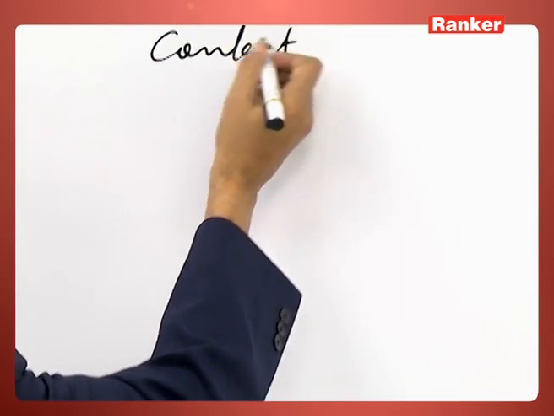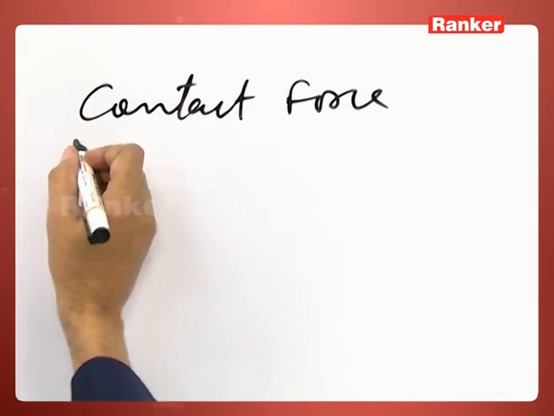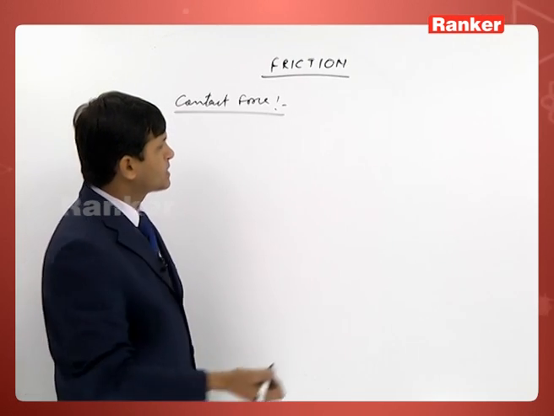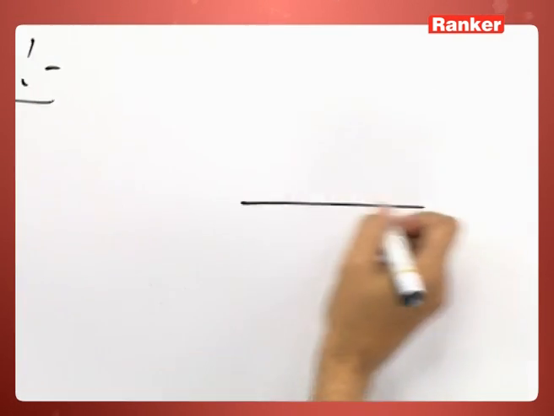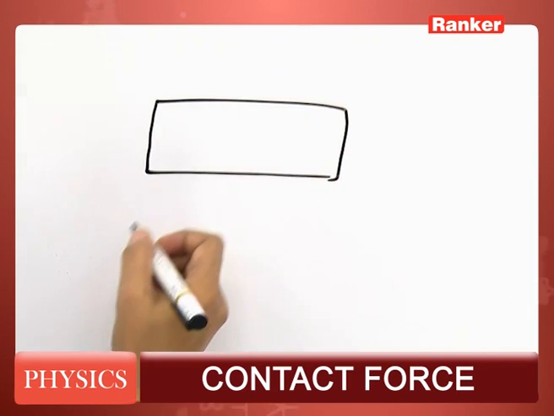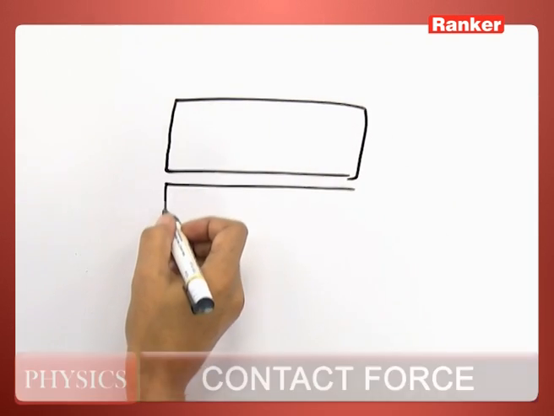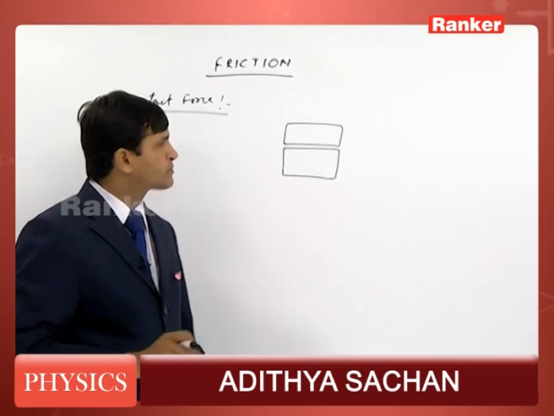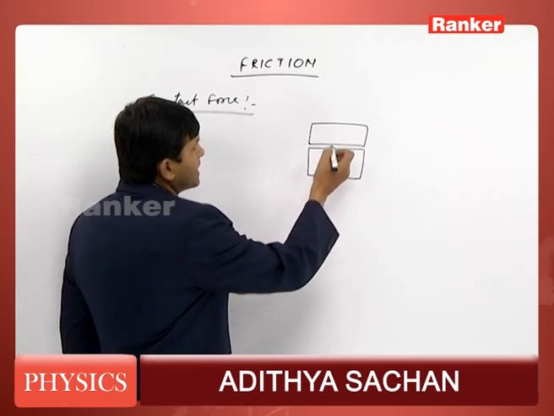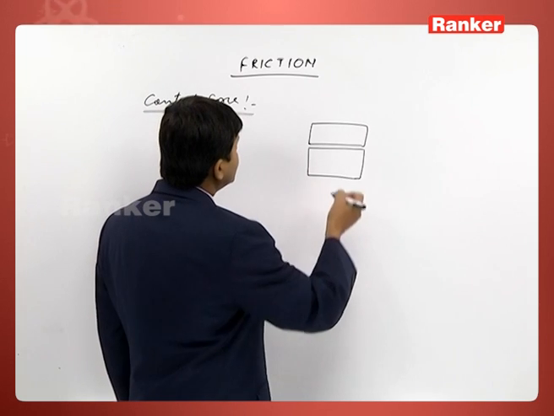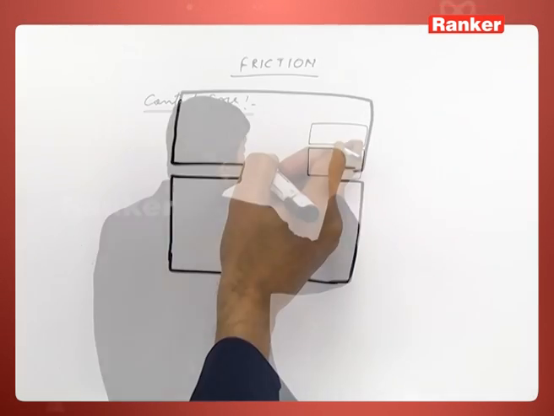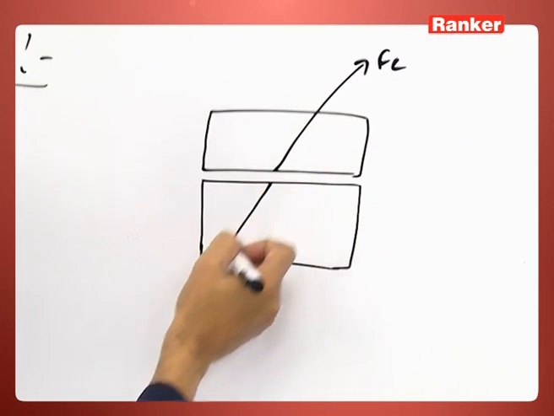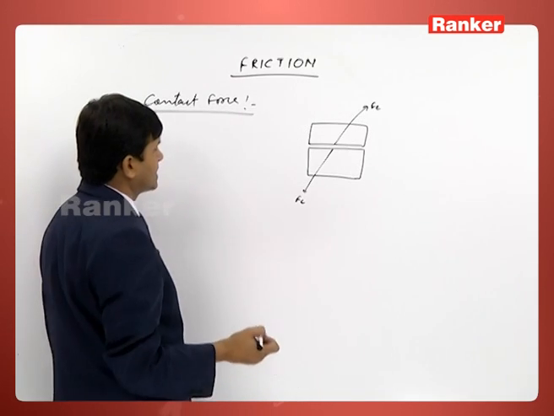Now contact force. As we have observed, when two bodies are in contact, a contact force develops. When two surfaces are in contact, a contact force develops between those two surfaces, and that contact force is your action and reaction. On the upper body, the contact force may be in this direction, and on the lower body, the contact force will be in the opposite direction.